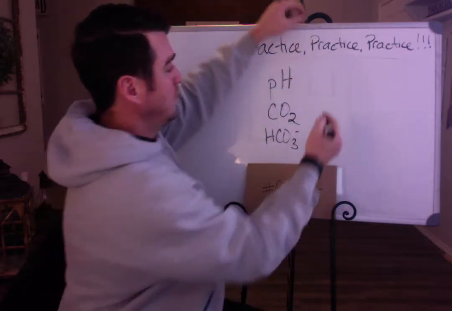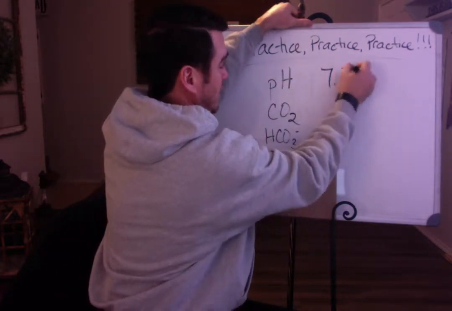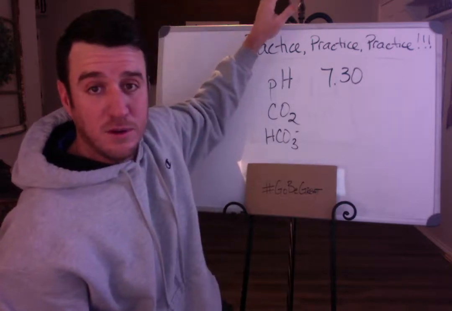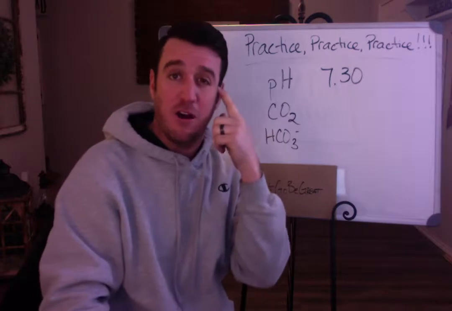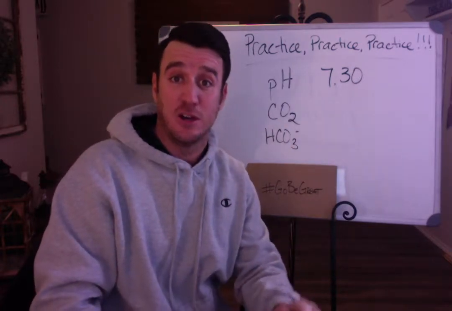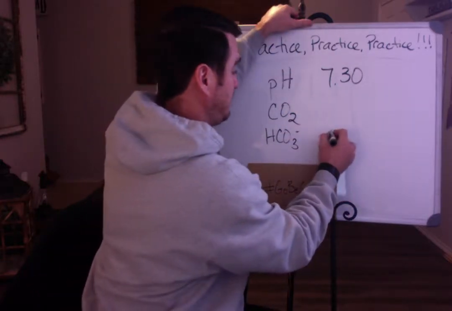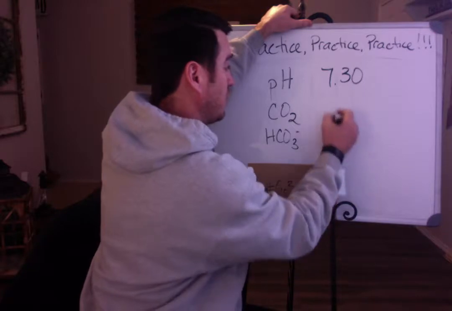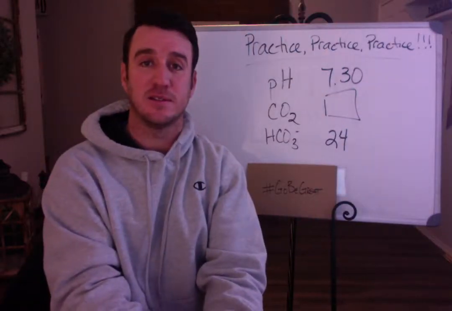All right, so let's say we have a pH of 7.30. Okay, so you have an acidotic pH. Now you should, in your mind, already be thinking to yourself, something's causing the pH to go down. So what would it be? So if I told you that the bicarb was 24, then how would you interpret this blood gas?